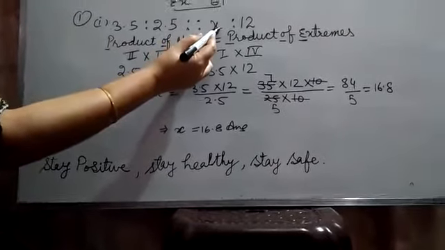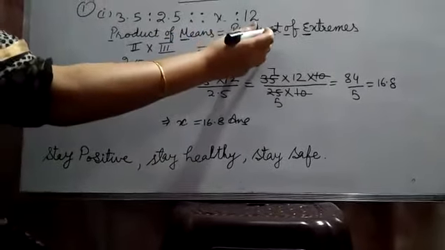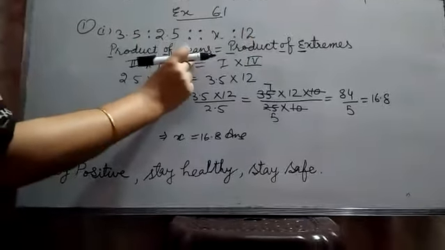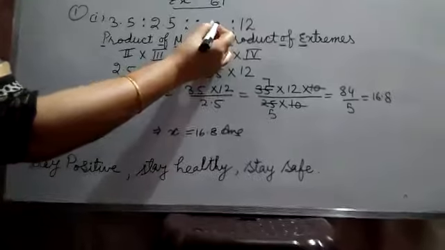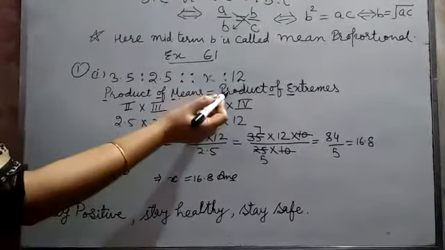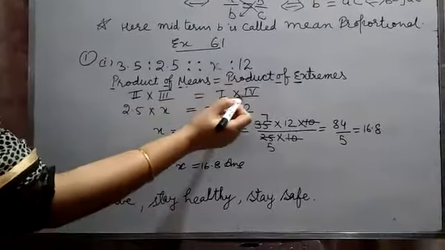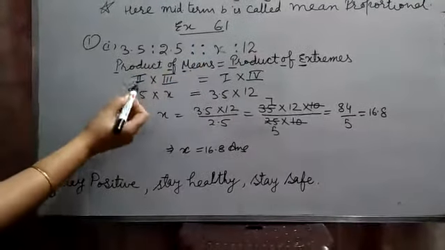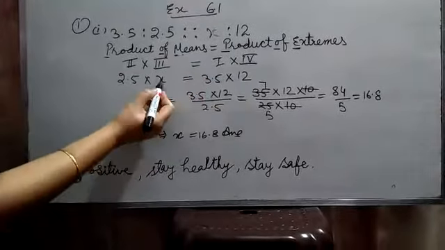If the middle value is missing, we will start with the formula product of means is equal to product of extremes. If suppose x is there in the end, then I will start with product of extremes is equal to product of means. Here my middle value is missing. So I am taking product of means is equal to product of extremes. Means are the middle values, second and third. Extremes are first and fourth. This is your first value, this is your second, third and fourth. Feed the values: second 2.5, third, first and then fourth. Here we have to find x.